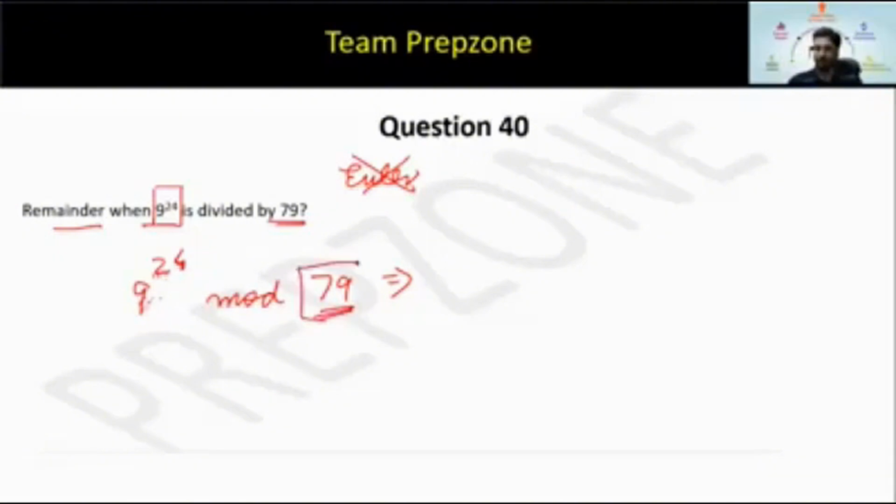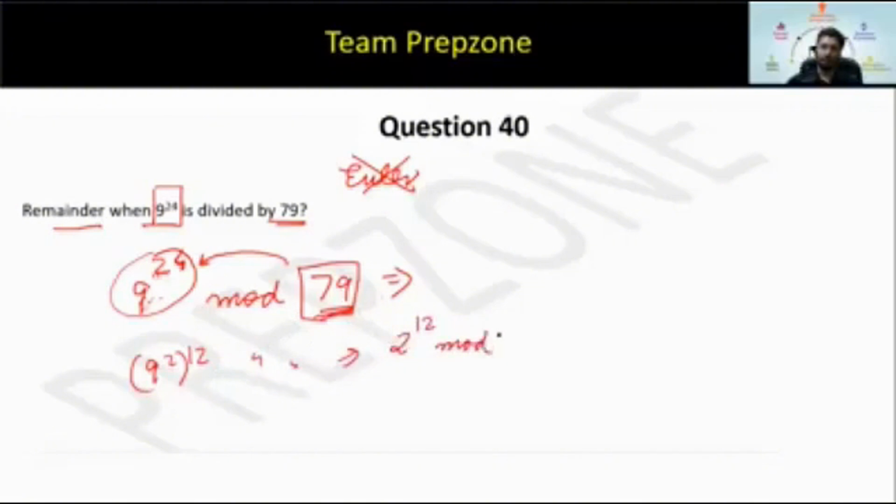What I have here is 79. So my objective is to get this number as close to 79 as possible, right? What is the closest I can get? 81. So 9 square is 81. This is to the power 12 mod 79. Fine. 9 square is 81. So what is 81 mod 79? That is 2. So this becomes 2 to the power 12 mod 79.